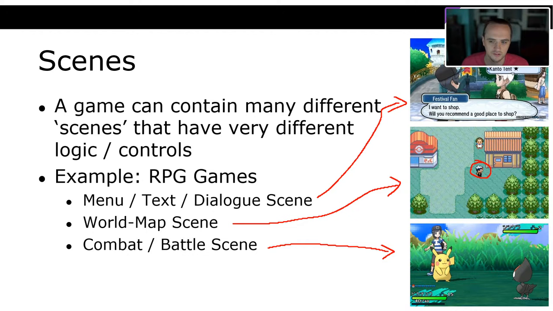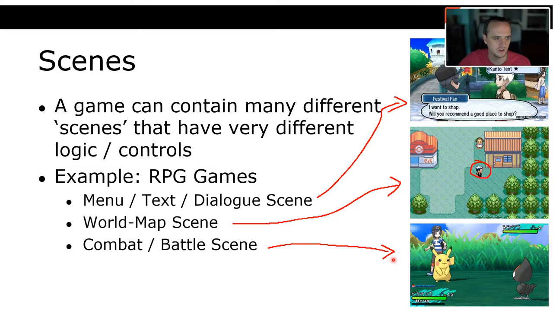So for example, up here in the dialogue scene, our controls might be very, very limited to just moving up in the menu, moving down in the menu, and selecting an option. Here, in the world map scene, maybe our up, down, left, and right let us move around, but we can't use items or anything like that. In the combat scene, we can no longer move around, but we could do attacks and use items.